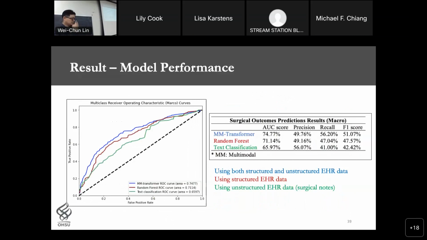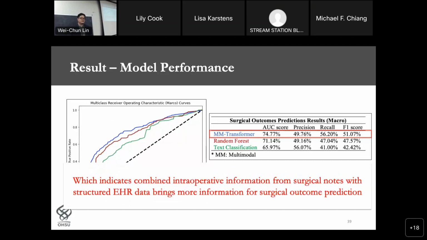Here we only show the best performance model from each data format. Blue shows using both structured and unstructured EHR data, red uses the structured EHR data only, and green shows using the surgical note only. We found the multimodal neural network with transformer encoder block shows the highest AUC score and F1 score, which indicates that combining intraoperative information from the surgical note with important structured EHR data may bring more information for the surgical outcome prediction.